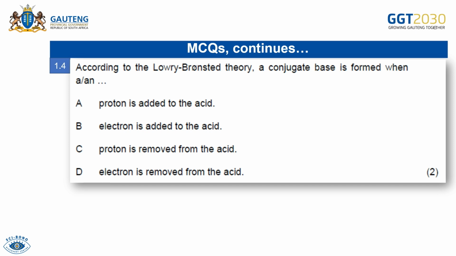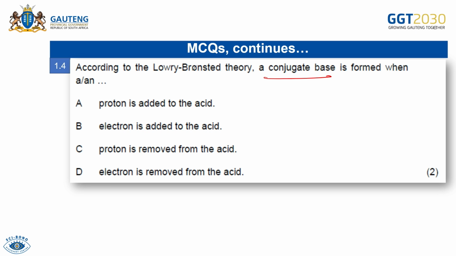According to Lowry-Bronsted theory, what is an acid? A proton donor. What is a base? A proton acceptor. Then a conjugate base is formed when? What forms a conjugate base is an acid.